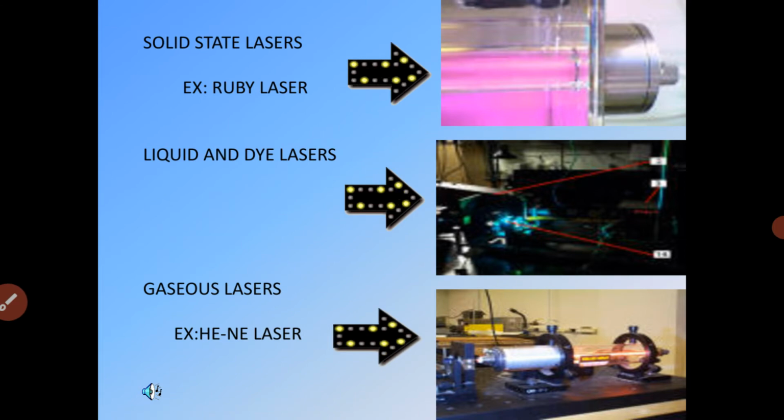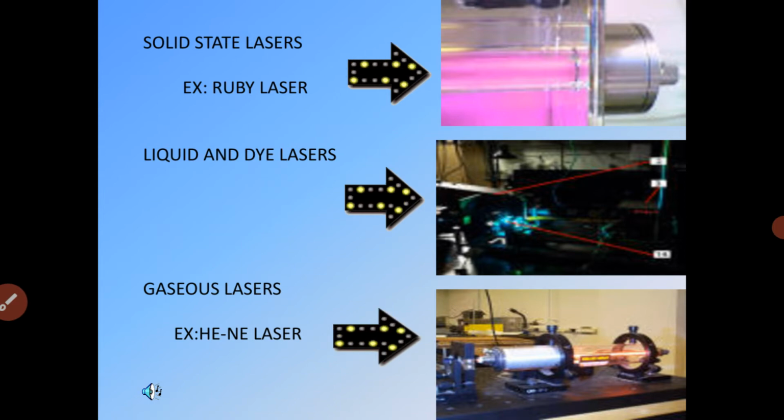Now here are the examples of the solid state laser, liquid laser and gaseous lasers. Example of solid state laser is a ruby laser. In the first image we can see this pink color rod denotes the ruby laser. This is the ruby rod which is made up of solid, so this is called the solid state laser.